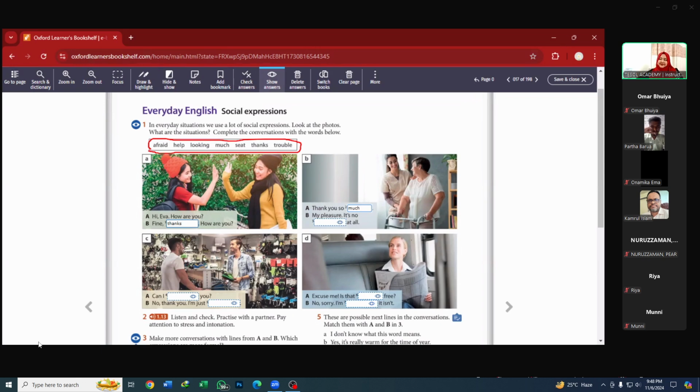Miss Ria, what will be the blank number 3 of B? "My pleasure, it's no dash at all." My pleasure is no afraid at all. Afraid? No, ma'am. Okay. Anyone else who wants to try? But well done, Miss Ria. At least you tried. Very good, Miss Munni. Yes, "My pleasure. It's no trouble at all."